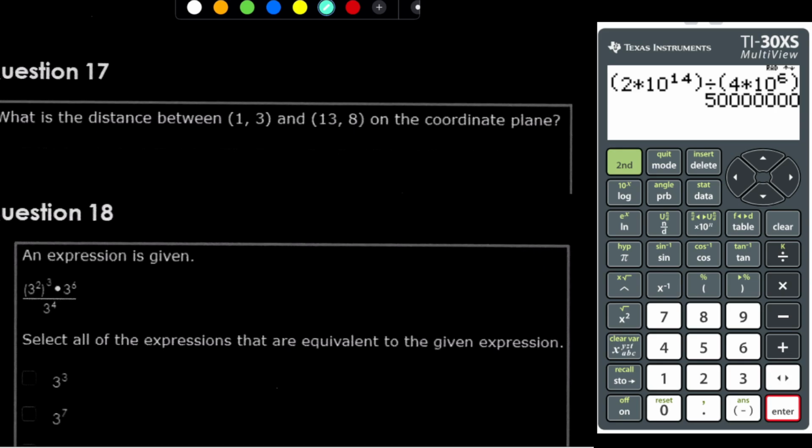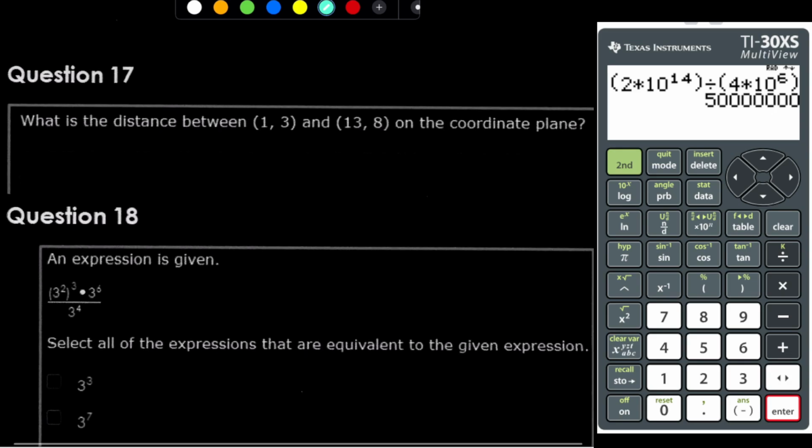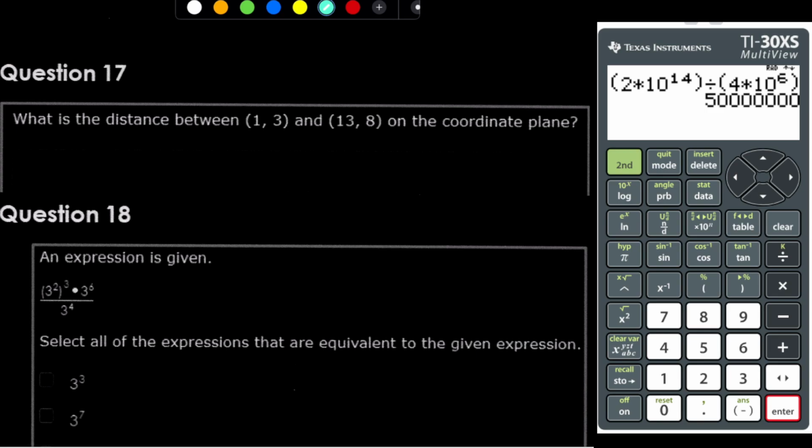Question 17. What is the distance between (1, 3) and (13, 8) on the coordinate plane? So this doesn't look like it, but this is a Pythagorean theorem problem. Okay? So you would have (1, 3) and (13, 8) way up here, and it's asking you for the length of this line.